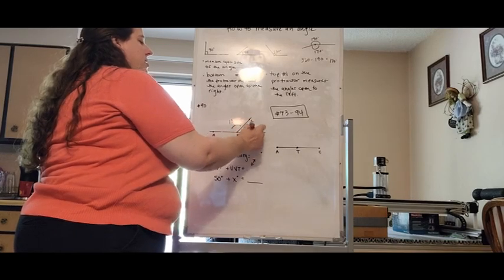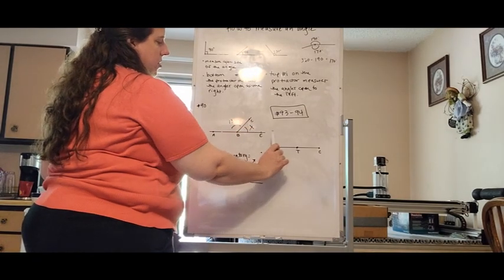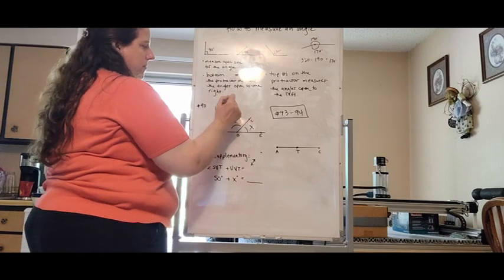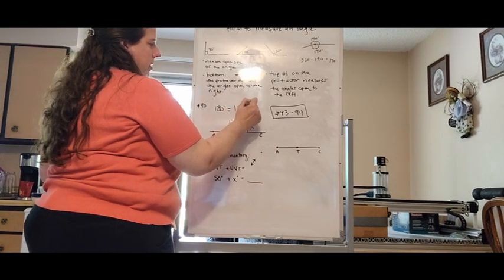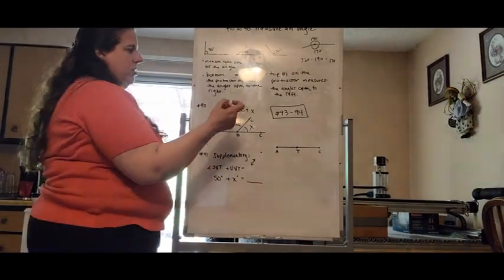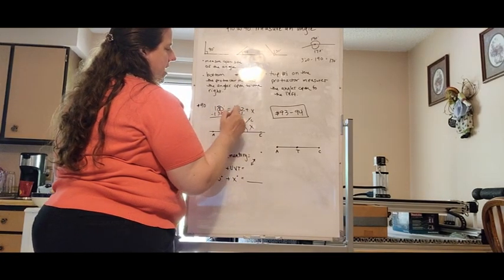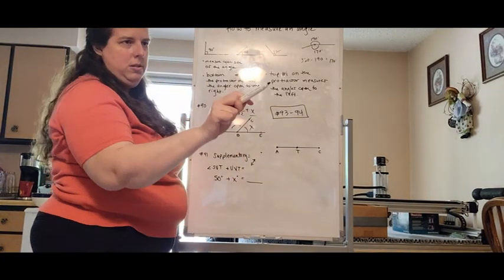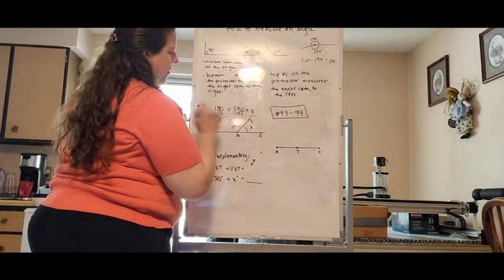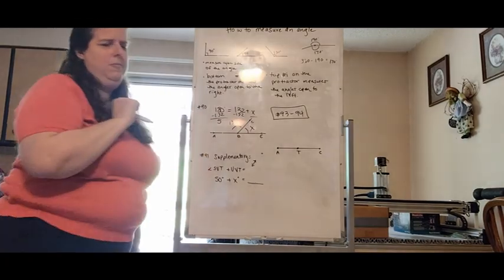So if this isn't given, you can say we know that it's on a straight line, which means it's going to be supplementary, which means it's going to be 180 degrees, right? 132 plus EBA equals 180 degrees. We use our algebra skills, subtract 132 from both sides, and we get, what was it? 51. Or 48.